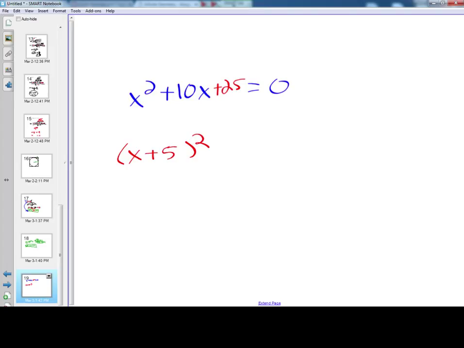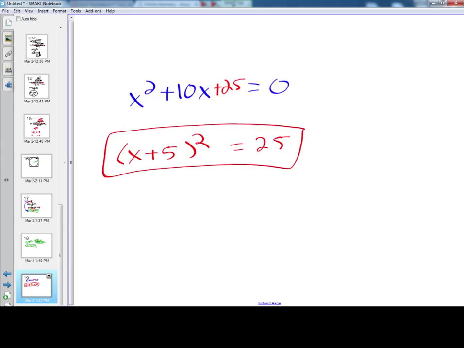Can I do that? Can I just drop a number in there and be like, we're good? No. What do I need to do? Add it to the other side. If I want to bounce this back out, I need to do it to the other side. So that will become 0 plus 25, 25. And there it is, friends. I just completed the square.